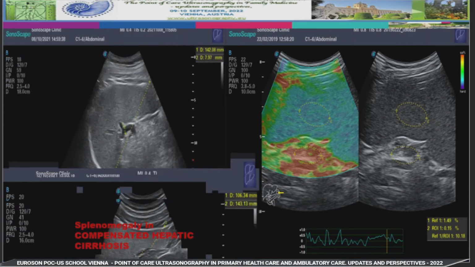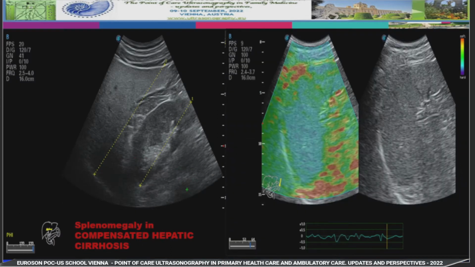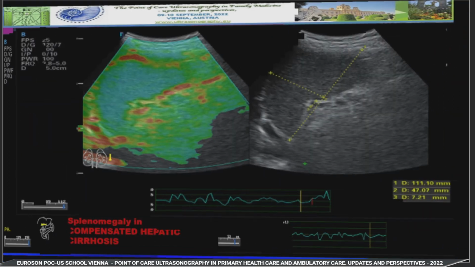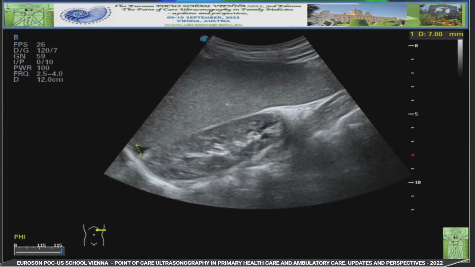And splenomegaly is very important to diagnose in your patient, because you can try to find a lot of diagnoses if you have splenomegaly in your patients. This is the splenomegaly with the hard stiffness of the spleen. This is a very enlarged splenomegaly, and you can find here the hard stiffness in the blue color. It represents the hard stiffness of the spleen.